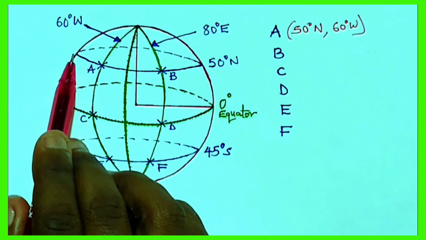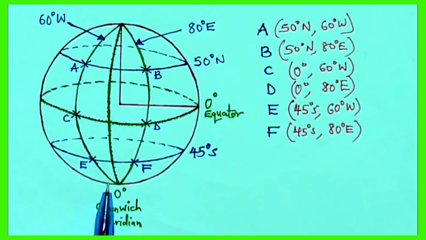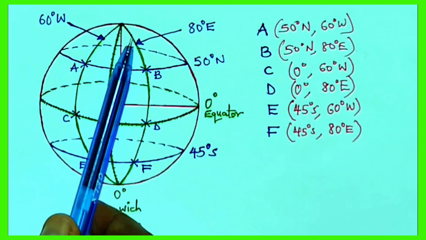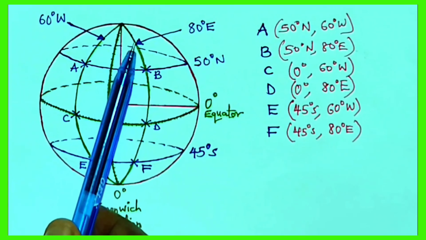So the rest of the points are, as you can see, point C is on the equator, 0 degrees, and then on a longitude 60 degrees west. Point D is also on the equator, 0 degrees, and then on a longitude 80 degrees east. Point E is on a latitude 45 degrees south and on a longitude 60 degrees west. Point F is on a latitude 45 degrees south and on a longitude 60 degrees east. And that is how you locate points on the Earth's surface.